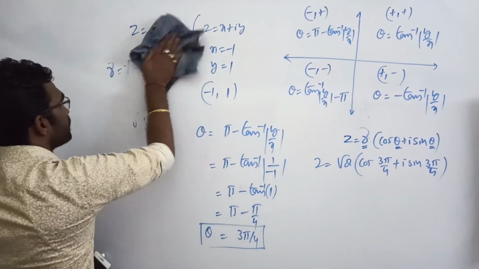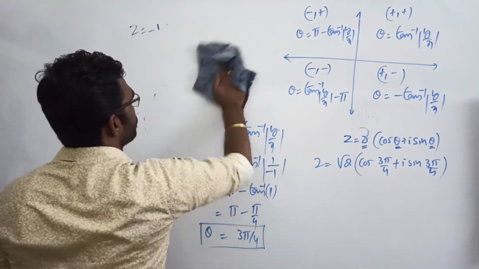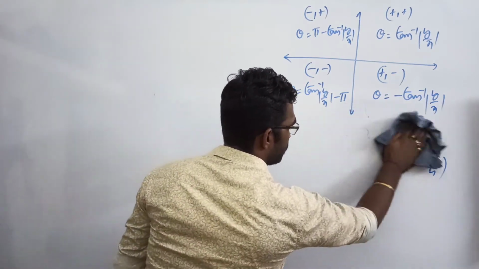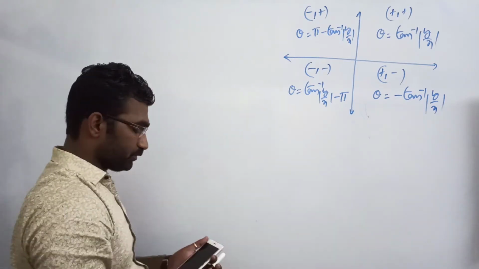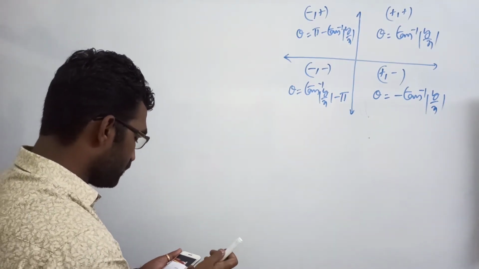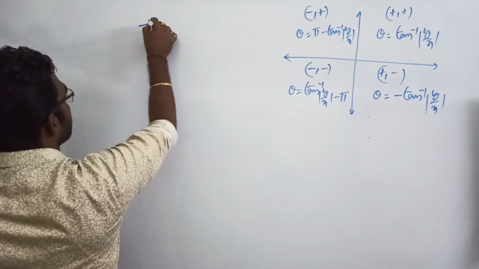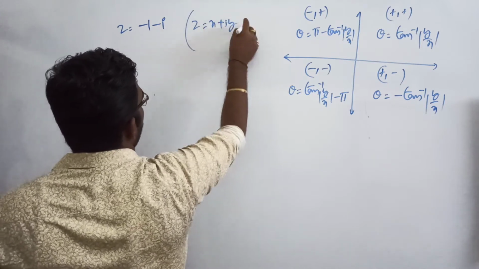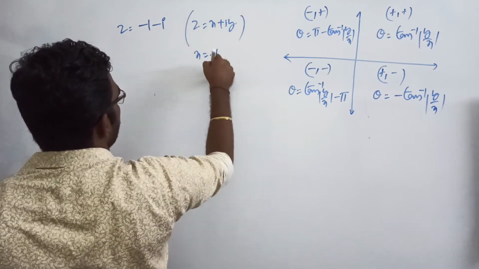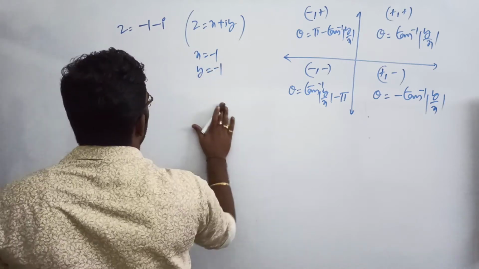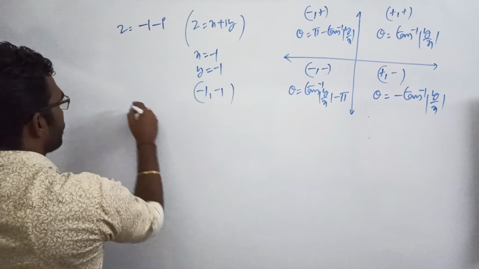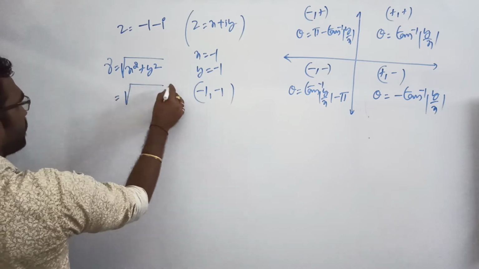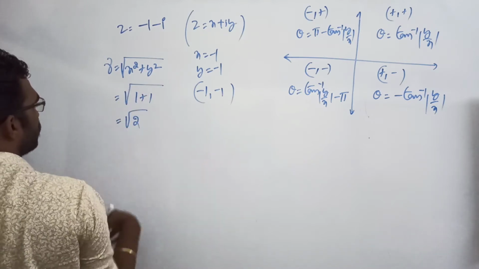So the next question is minus 1 minus i. z is equal to, again we have to compare with z is equal to x plus iy. Therefore the x value is equal to minus 1 and the y value is equal to minus 1. Therefore we can write it as minus 1 comma minus 1. Therefore r is equal to square root of x square plus y square. So that is nothing but 1 plus 1, therefore we will get root 2.